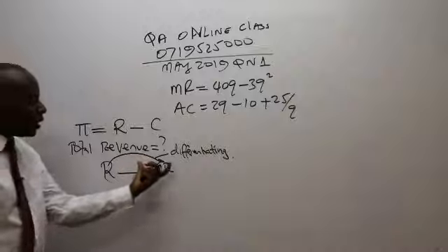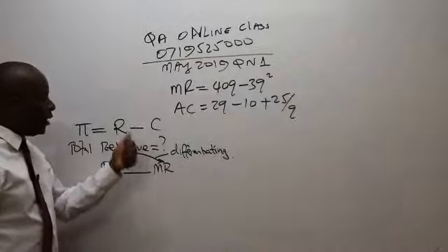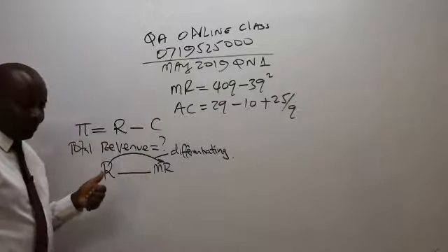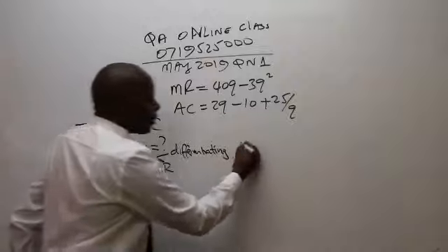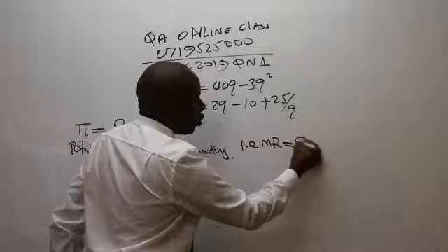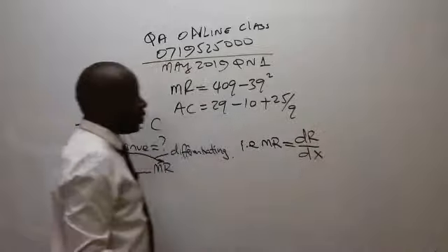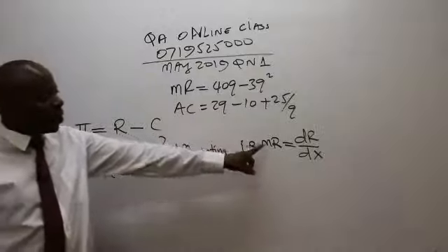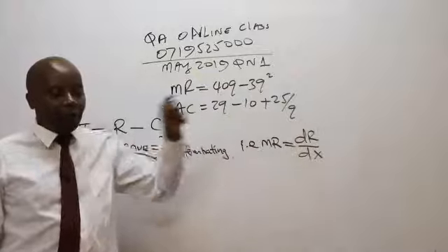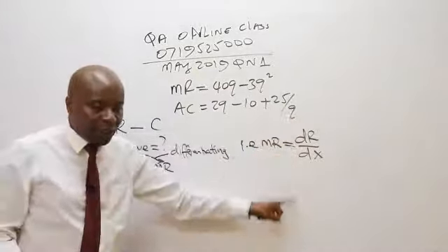So when you want to get this marginal revenue from the total revenue, what do we do? We differentiate the total revenue function. Very important, our marginal revenue will be equal to change in revenue all over change in X. To get marginal revenue, we normally differentiate the revenue function. This means gradient. This means differentiating.